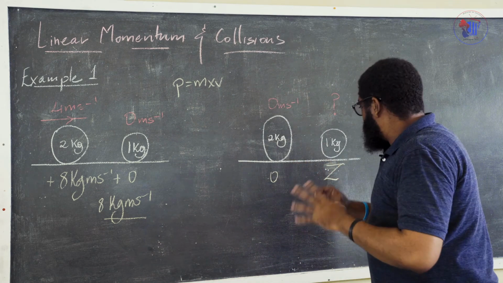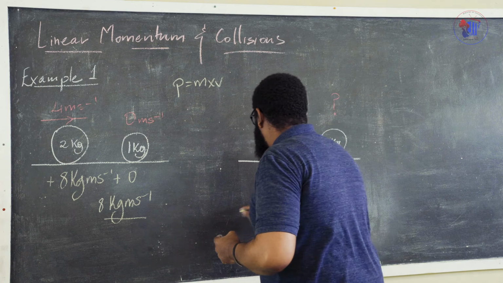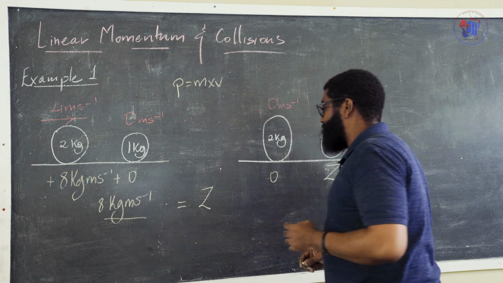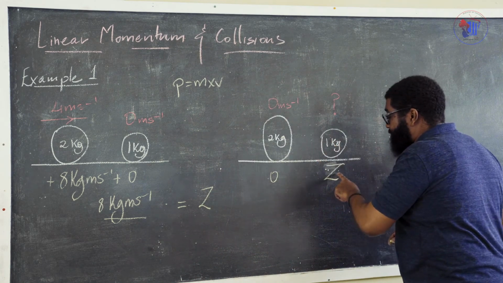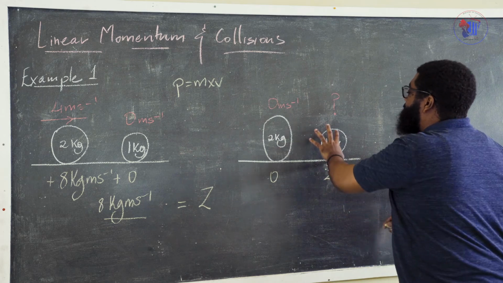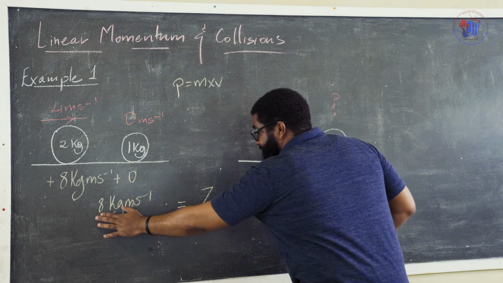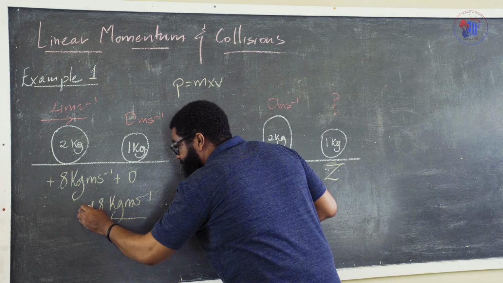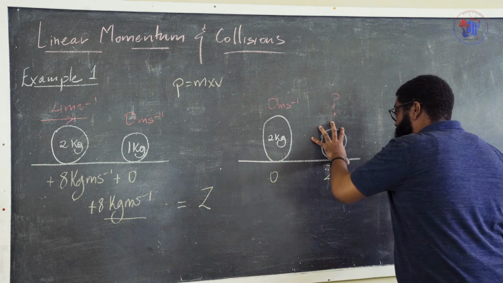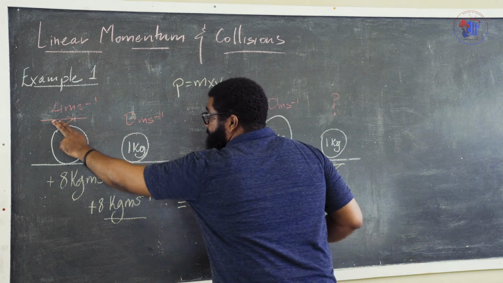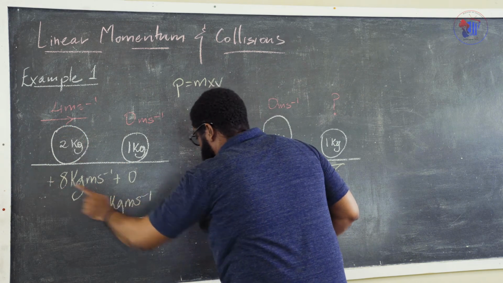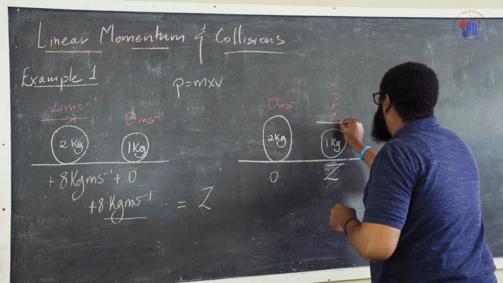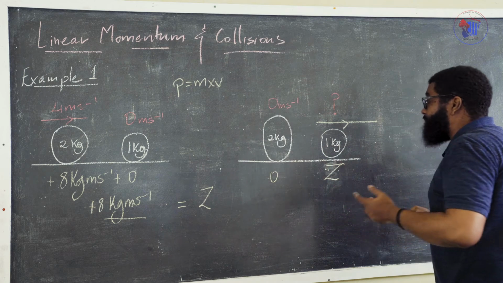So my limited mathematics skills tell me that 0 plus Z is the same as just Z. So the momentum of this object, which is represented by the letter Z, the momentum of my 1 kilogram mass is 8 kilogram meters per second. What does that tell us? Again, because this value is positive, it tells me that this 1 kilogram mass is moving in the same direction as this, because we took this as positive. So since Z is also positive, it means that this object, or 1 kilogram mass, is also moving in that direction, which is the positive direction.